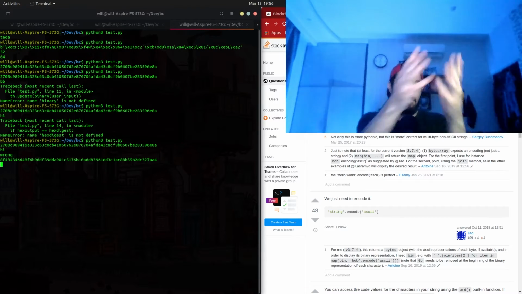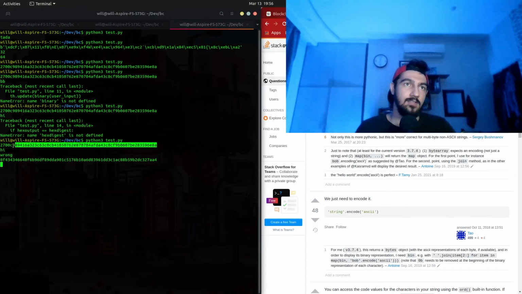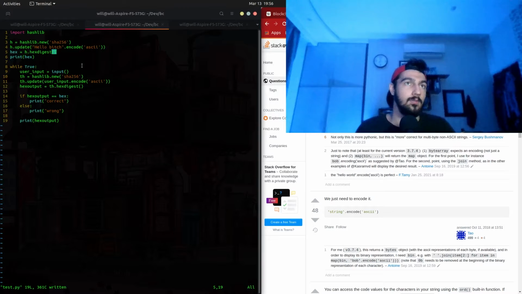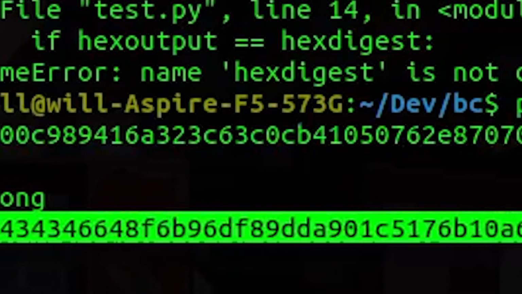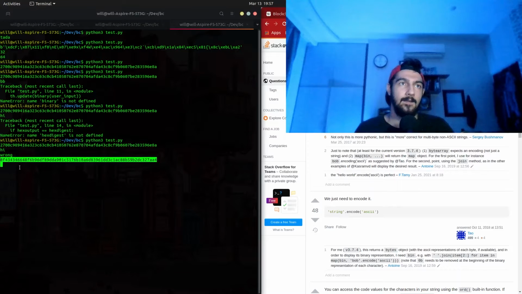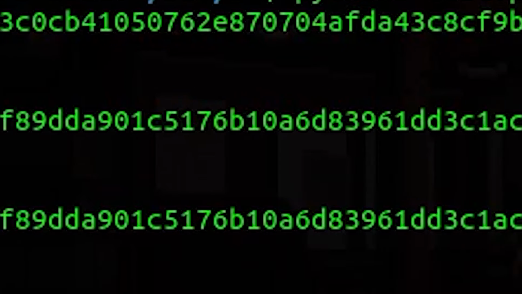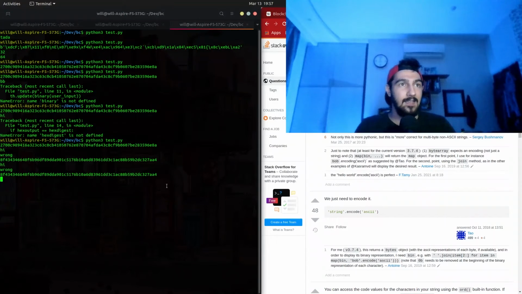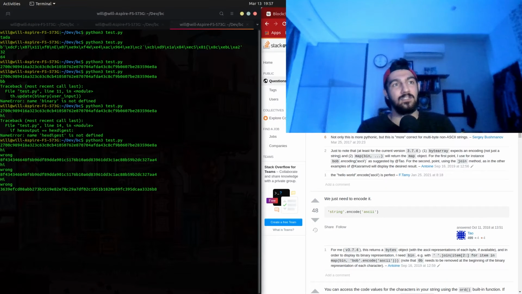So, this is the SHA256 hash output for hello. And this is the hash output for hi. So if we say hi again, the hash output is exactly the same. But if we say hi with a capital H, it's gonna give us a totally different hash.